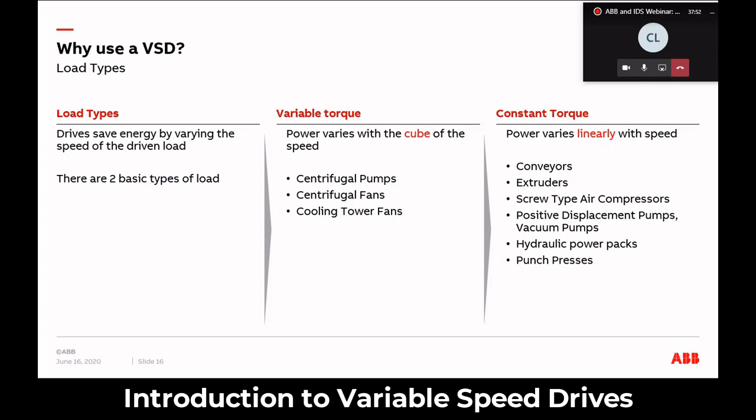And as typical examples of a constant torque load, we've got things such as conveyors and extruders. Again, the majority of screw type air compressors, but the majority of compressors are constant torque. There's probably a small percentage that are classed as variable torque, but you've also got things such as positive displacement or vacuum pumps, hydraulic power packs, and punch presses, which are more typically classed as constant torque applications.